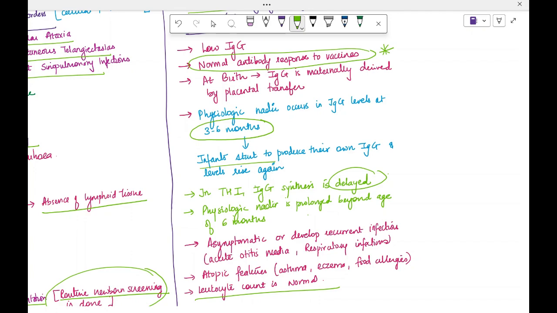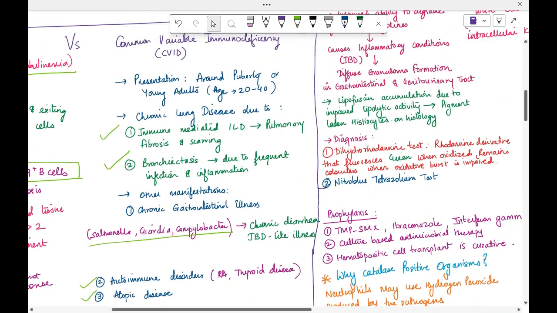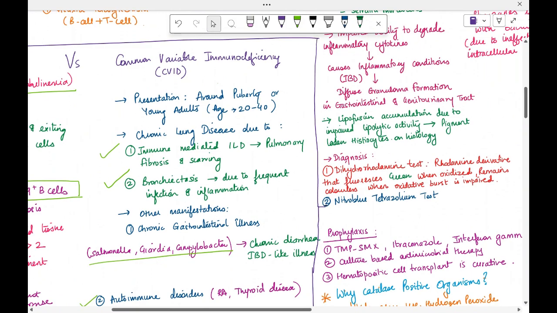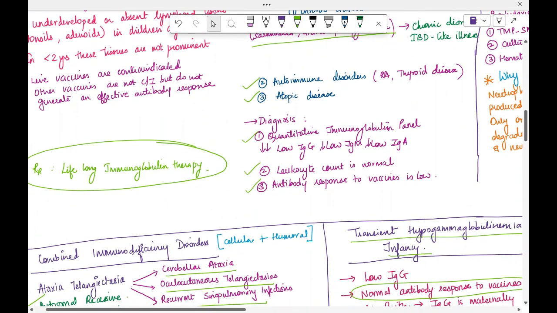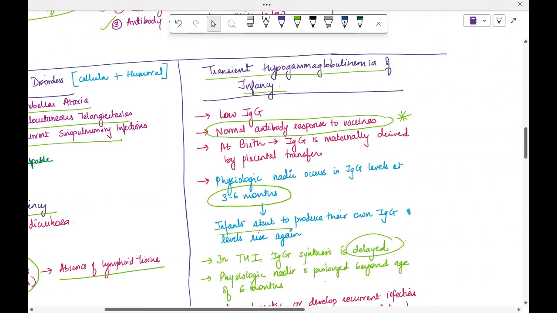In common variable immunodeficiency, anyway, the age is higher, it is puberty and young adults. So usually it is Bruton agammaglobulinemia with which you have to differentiate. Here there is no response to vaccination, whereas in transient hypogammaglobulinemia you will have a normal response to vaccination. That is how you differentiate.